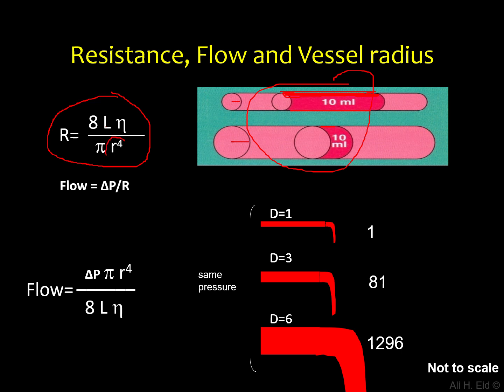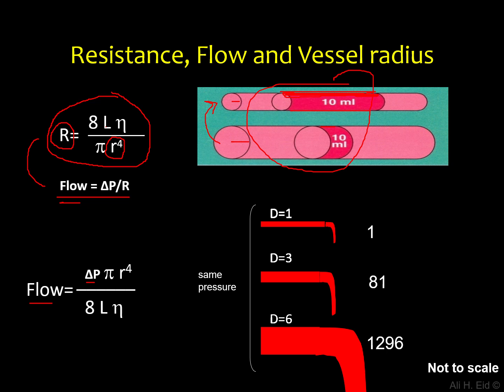And as the radius decreases, so we go from here to here, as the radius decreases, the resistance is going to increase. We already know this equation from before, right? Flow is equal to the pressure gradient divided by the resistance. Equate these two together, you will arrive at flow is directly proportional to delta P.